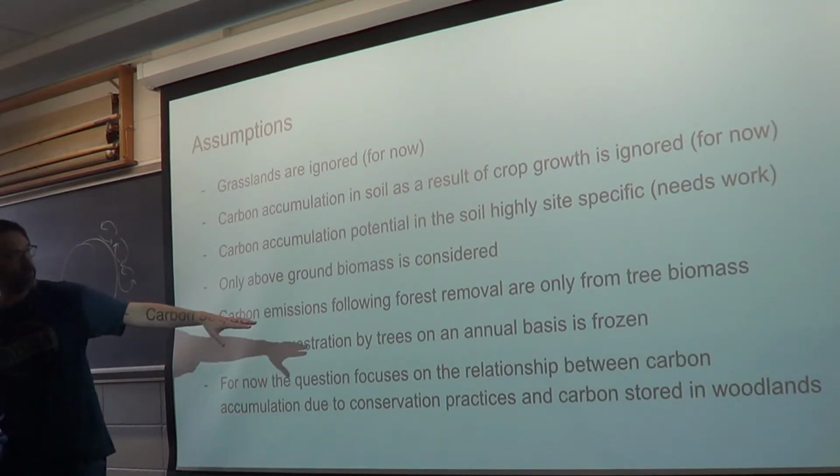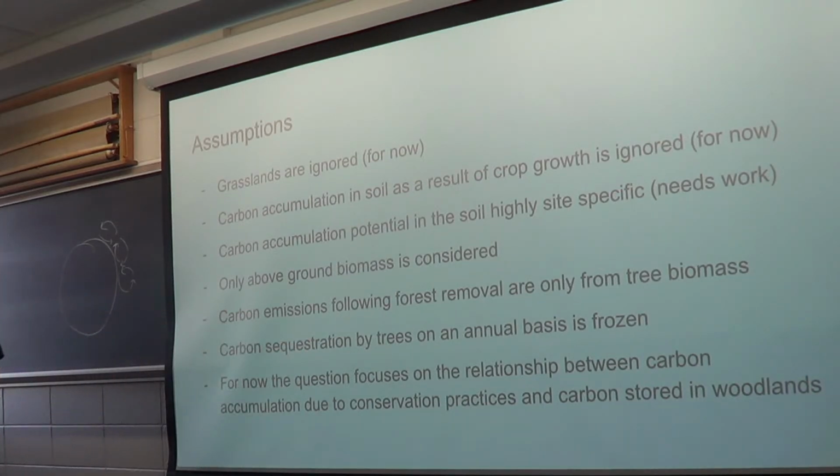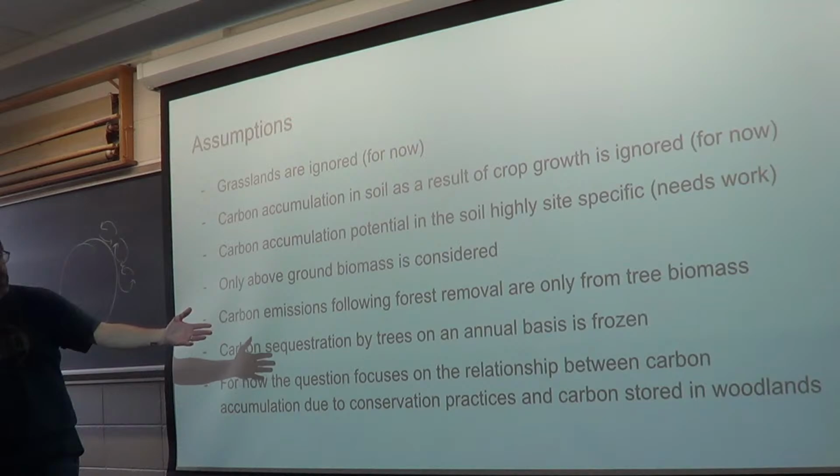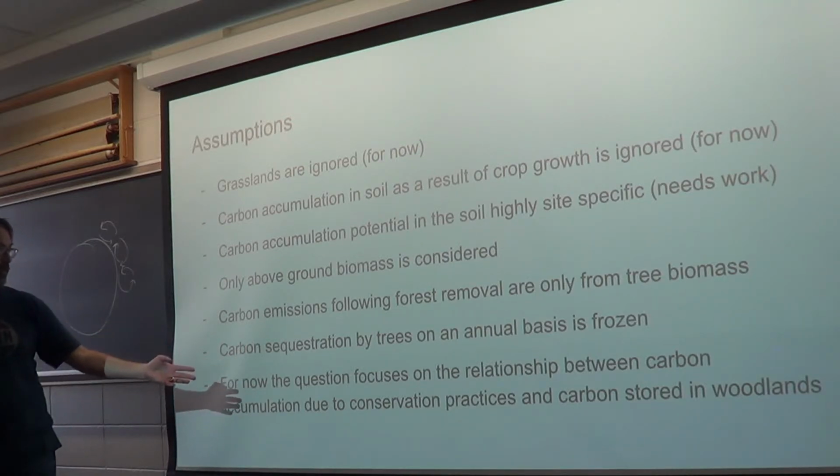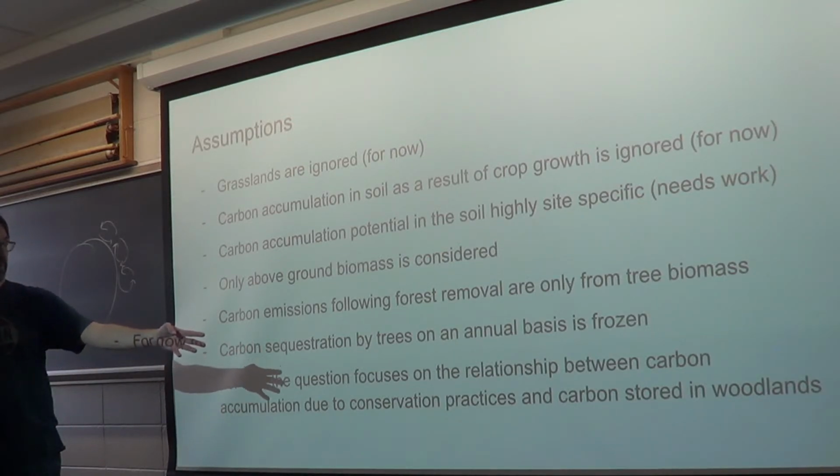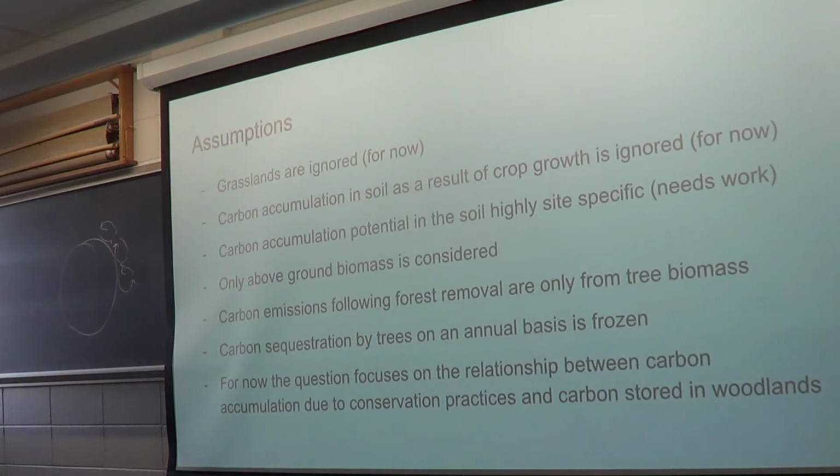Carbon sequestration by trees on an annual basis is frozen. So those trees are on the landscape as of 2020, and they have a certain carbon accumulation rate that they've locked in. But they are also growing, so we're ignoring how much they're growing and accumulating carbon on an annual basis. And for now, the question focuses on the relationship between carbon accumulation due to conservation practices and carbon stored in woodlands as frozen circa 2020.